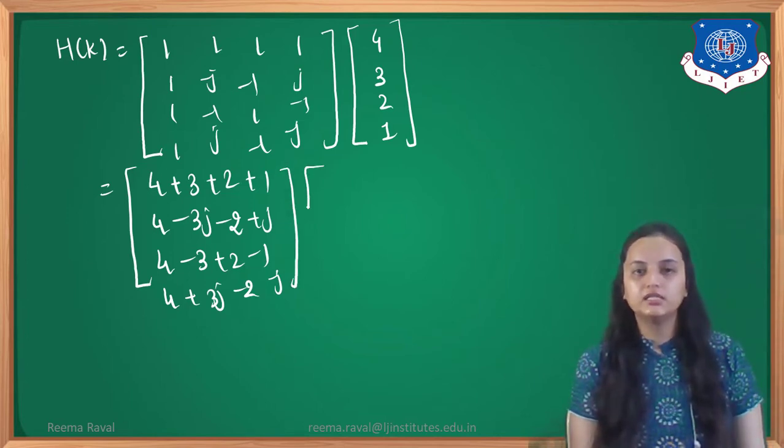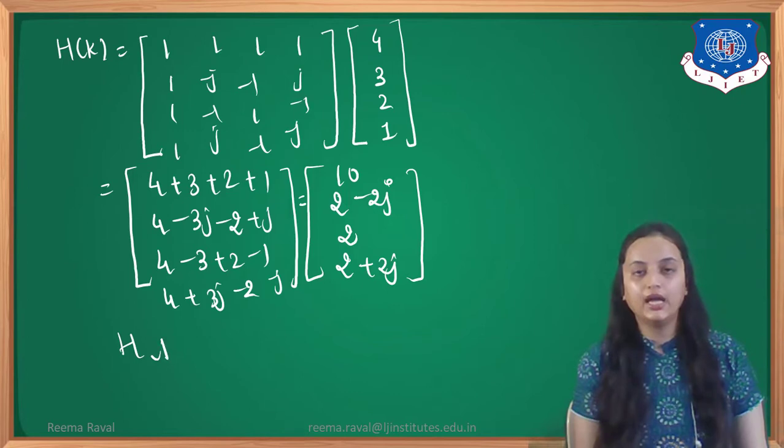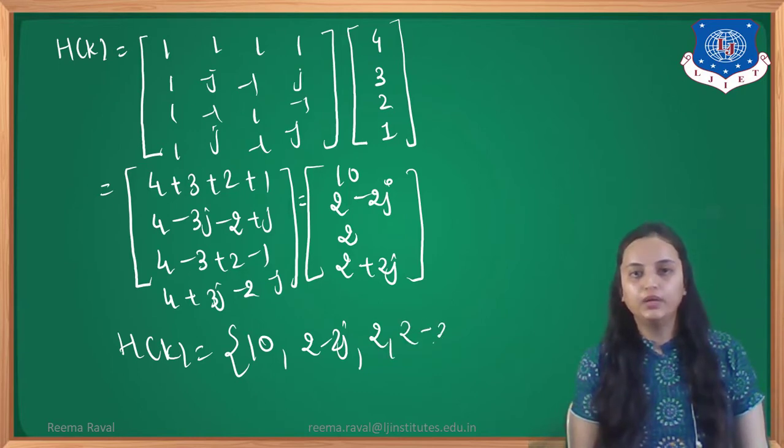So for this the answer will be 4 plus 3 is 7, 7 plus 2 is 9, 9 plus 1 is 10. The next value is 4 minus 2 is 2, minus 2j. Then the next value is 4 minus 3 is 1, 1 plus 2 is 3, 3 minus 1 is 2, and the next value is 2 plus 2j. That means the answer of h of k is 10, 2 minus 2j, 2, and 2 plus 2j.